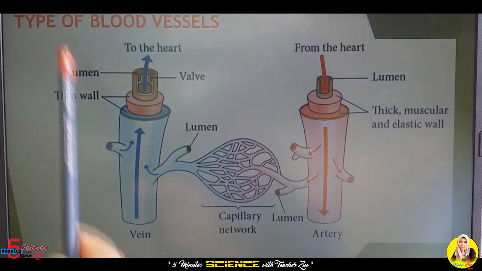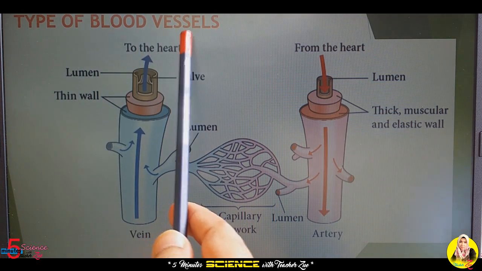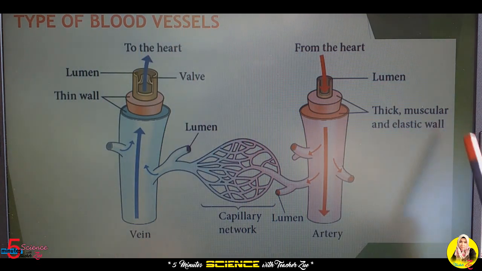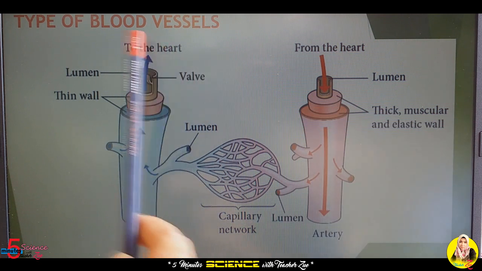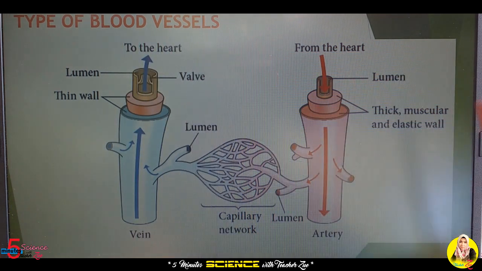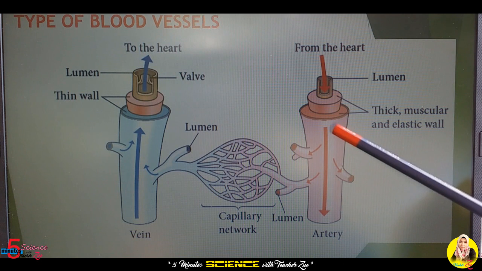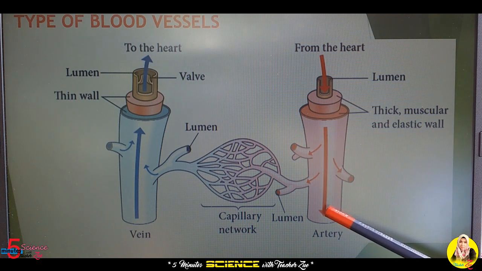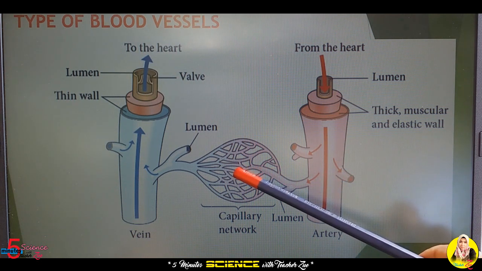Now we go to types of blood vessels. As you can see from the diagram, we have three types of blood vessels. First is artery, second is capillary, and third is vein. This is artery. Artery transports oxygenated blood into the capillary.